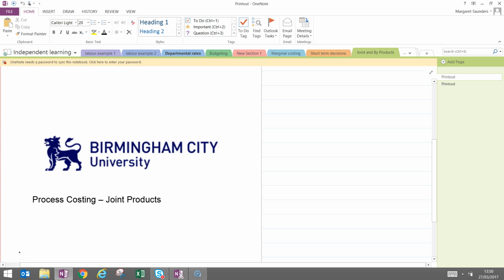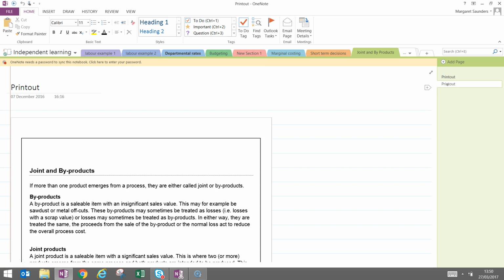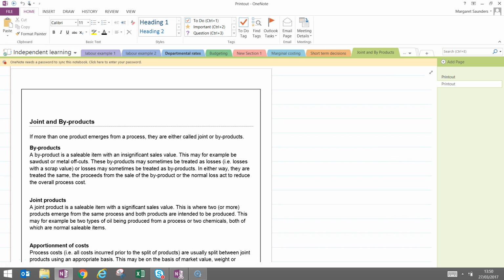Welcome to this recording, which considers joint products and byproducts within process costing. If more than one product emerges from a process, then those products are either referred to as joint products or byproducts. A byproduct is a product that has a saleable value. However, that saleable value is considered to be insignificant.